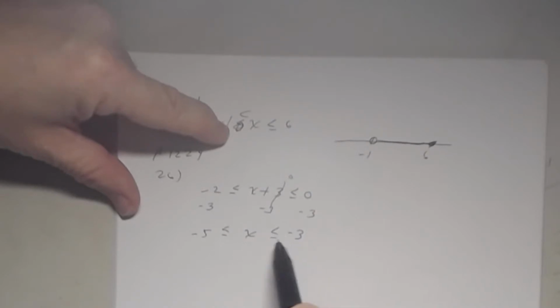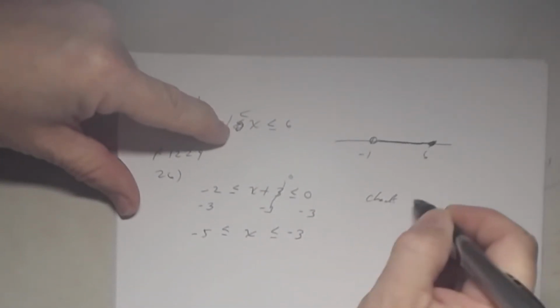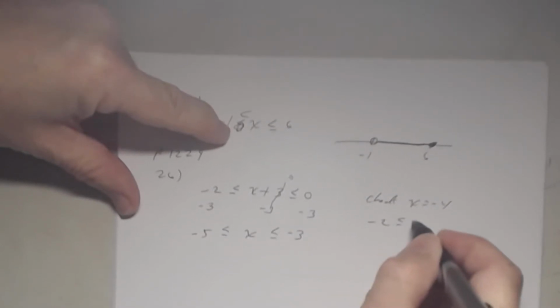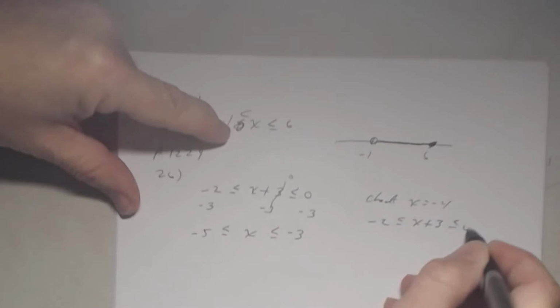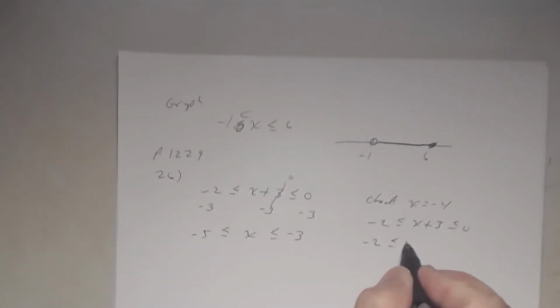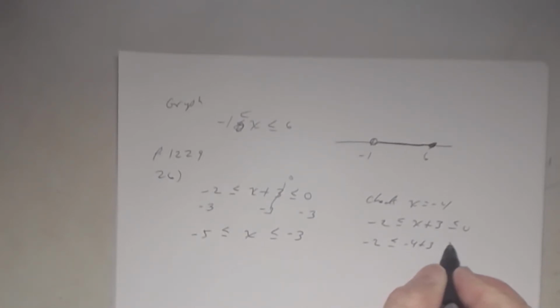And you can check what will be a nice number to use between negative 5 and negative 3. Negative 4. All right, so let's check to see if negative 4 actually works. So you go back to the original. And so you're asking yourself, is negative 2 less than or equal to, and remember x is what here? What am I letting x be? Negative 4 plus 3, and is that less than or equal to 0?